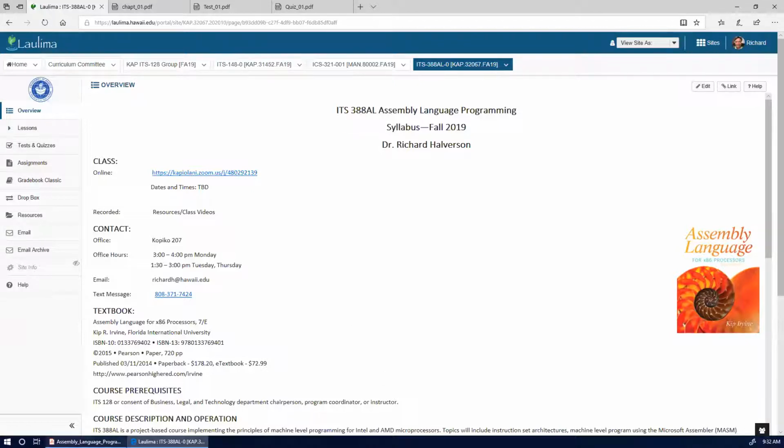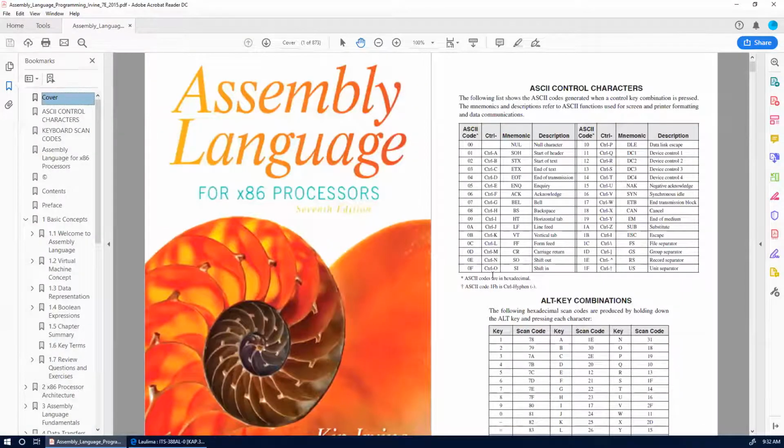Here's an online version of the textbook. You need to purchase the textbook, but the 8th edition is out now, so you should be able to get the 7th edition pretty inexpensively.